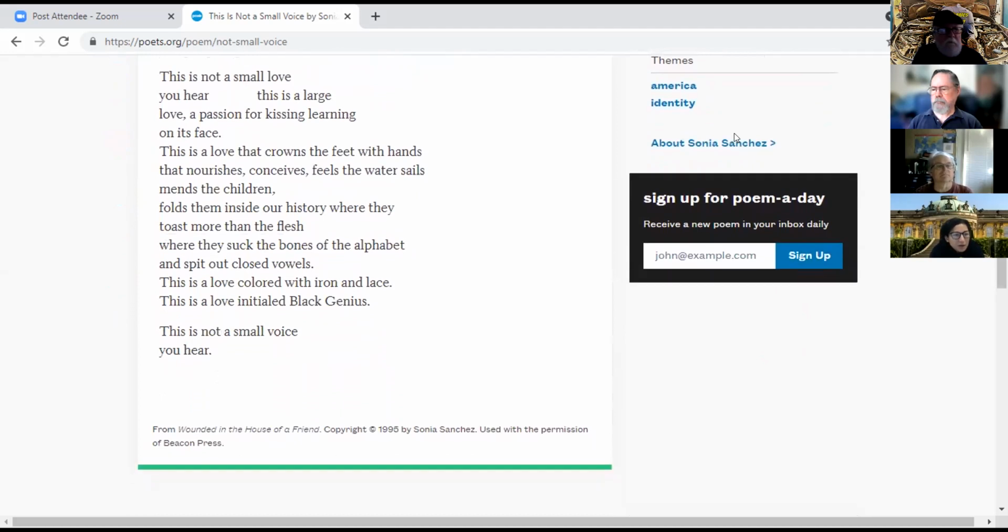This is not a small love you hear. This is a large love, a passion for kissing, learning on its face. This is love that crowns the feet and with the hands, that nourishes, conceives, feels the water sails, mends the children, pulls them inside our history where they toast more than of the flesh, where they suck the bone of the alphabet and spit out closed vowels. This is a love colored with iron and lace. This is a love initialed Black Genius. This is not a small voice you hear. Beautiful poem.